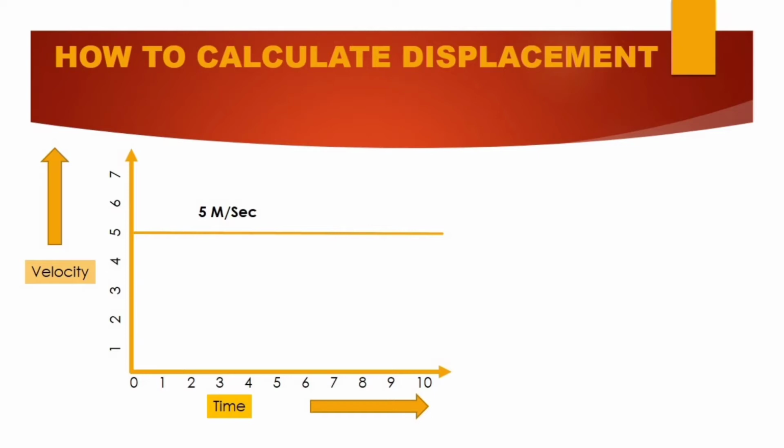Now, let's say a ball is moving with constant velocity of 5 meters per second. A ball would travel 5 meters in 1 second. So, if we plot the graph of velocity against the time, on the x-axis, there is time in seconds and on the y-axis, there is velocity in meters per second. So for constant velocity, the graph will be a horizontal line drawn from the mark of 5 meters per second.